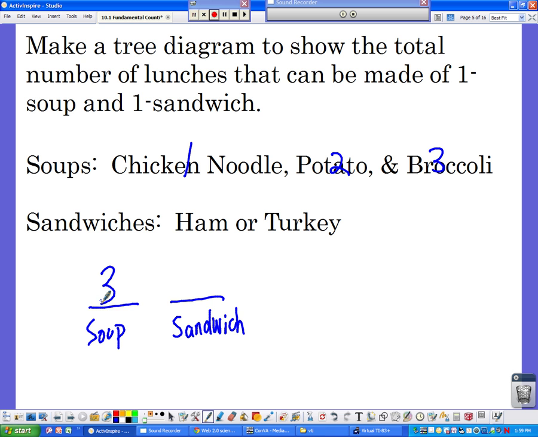And for a sandwich, we have either ham or turkey. So we have 2 options. And all you're going to do according to the fundamental counting principle is multiply those. And 3 times 2 will give you 6. So we have 6 total outcomes that we could come up with. Okay? So let's take a look at another example.